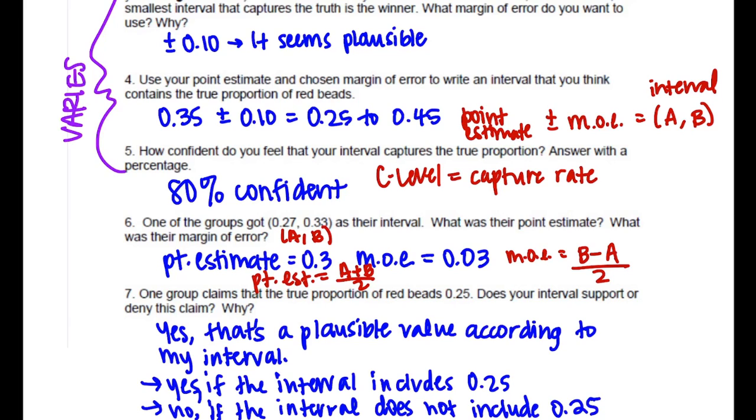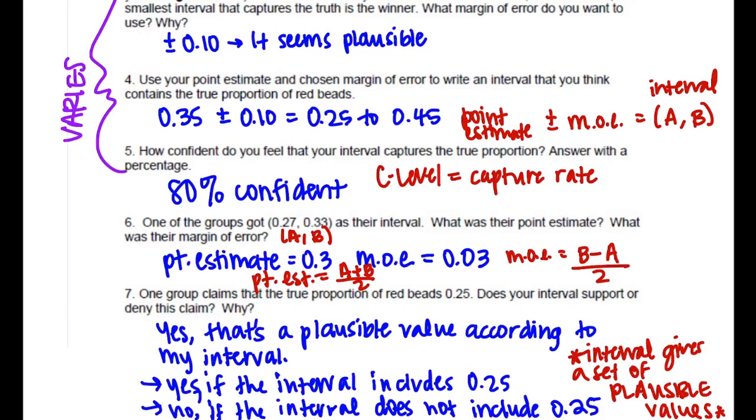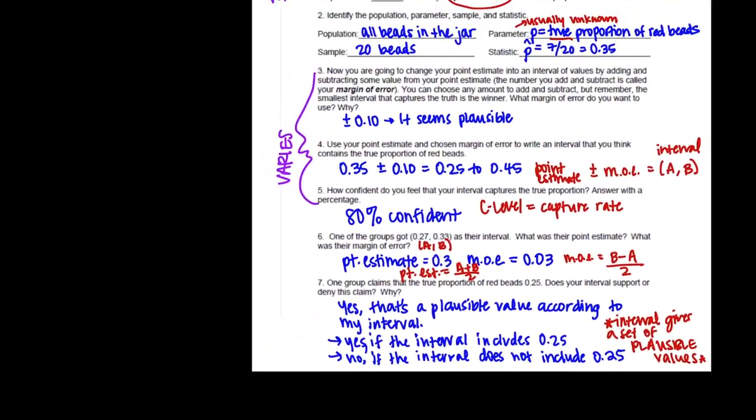What I want to write in red is if the interval gives a set of plausible, can spell, values. So that is basically what we're looking at with the confidence interval. Now there's a lot more to it that I want you to explore on the next activity.